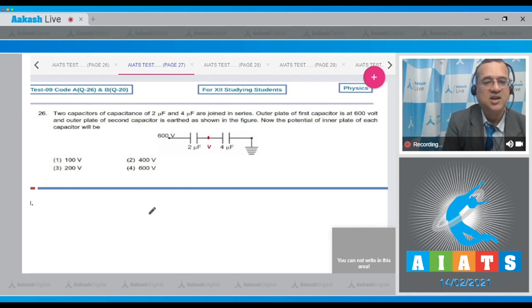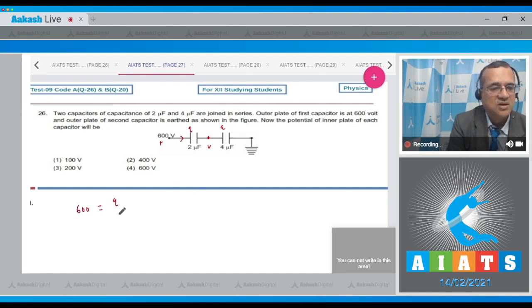Let's say it's B. Now, as it is 600 potential and this is 0, so charge will flow from here. They are in series, so the same charge will flow from here. Now, how much charge will flow? So that we can use KVL. So 600 is equal to Q divided by C1, which is 2 into 10 to the power minus 6, plus Q divided by C2, which is 4 into 10 to the power minus 6. And you get the charge is equal to 800 microcoulomb.